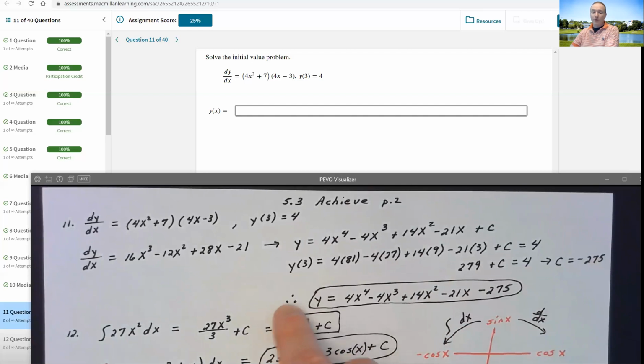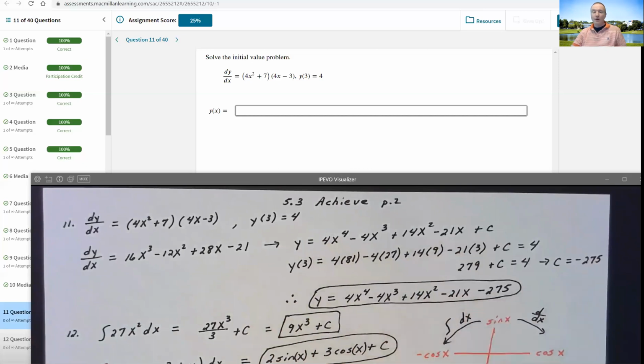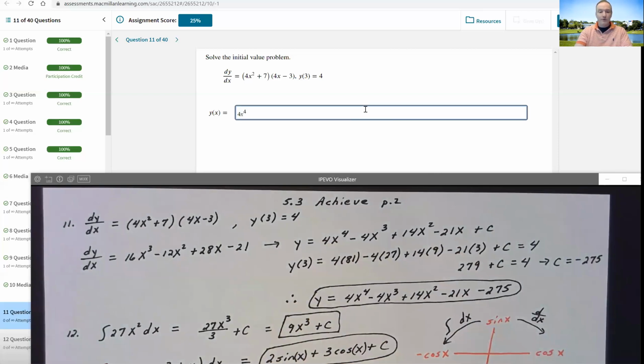So I said, therefore, the final answer is what I had here with the value of c that I know, the minus 275. So my final answer here should be 4x raised to the fourth. And then I have minus 4x raised to the third, and plus 14x squared, and minus 21x, plus our constant of integration, plus c. That should be what they want. We'll check that.